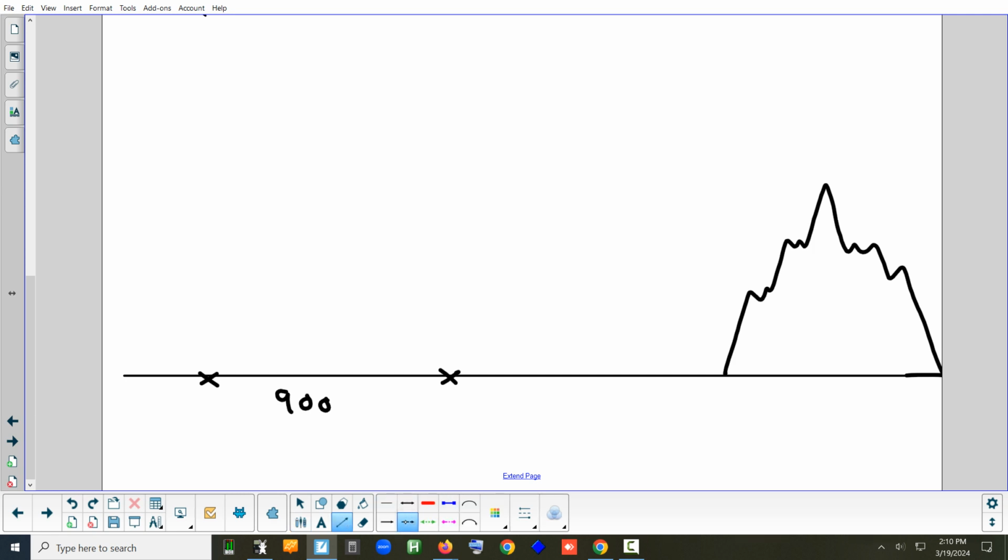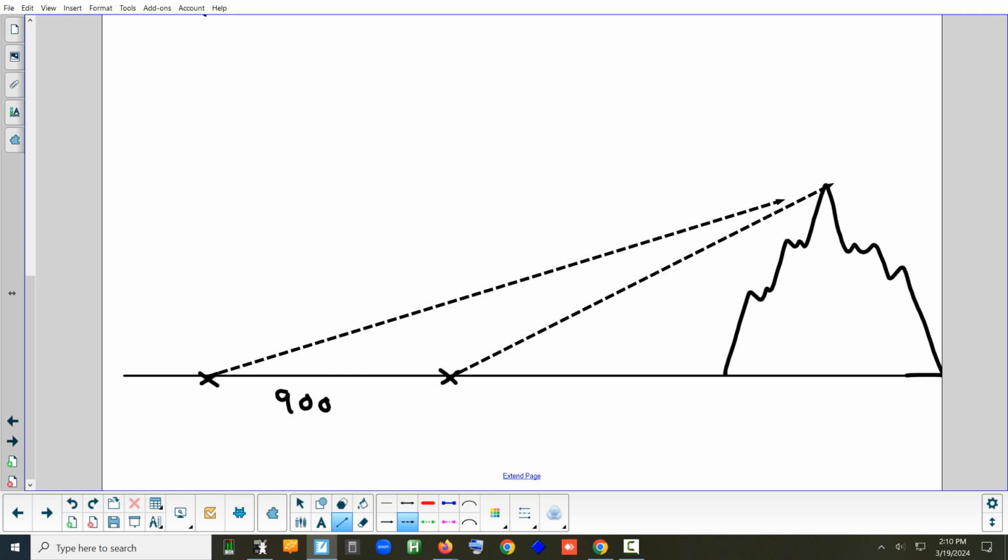Now they're taking a sighting, so from their perspective, they look through something and point it right at the top of the mountain. And then they do the same thing from this spot. Now, the goal is to find this, the height of the mountain, straight down from the peak. Okay, so that's a 90.